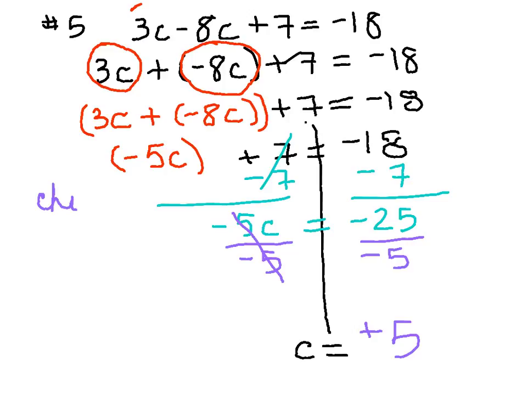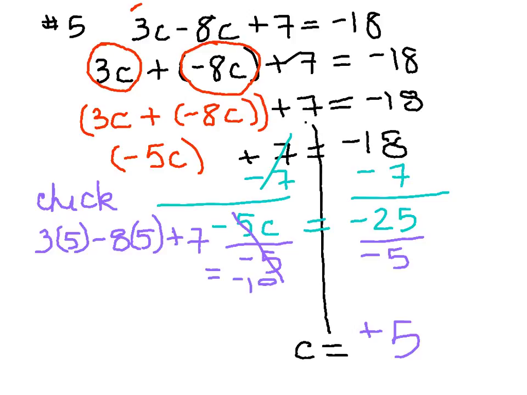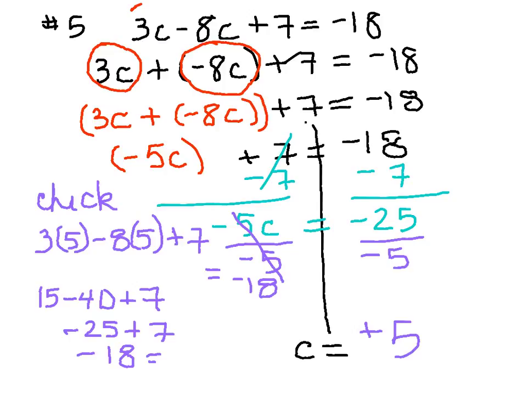All right, and in this case here, I'm going to go ahead and check it now. So let's go ahead and give it the old checkaroony. So I'm going to get 3 times 5 minus 8 times 5 plus 7. And that has to be equal to negative 18. Sorry, that got sloppy. So I get 15 minus 40 plus 7. So 15 minus 40 is a negative 25 plus 7. Signs are different, so I know it's negative, and 25 minus 7 is 18. So sure enough, negative 18 equals negative 18, and it checks.